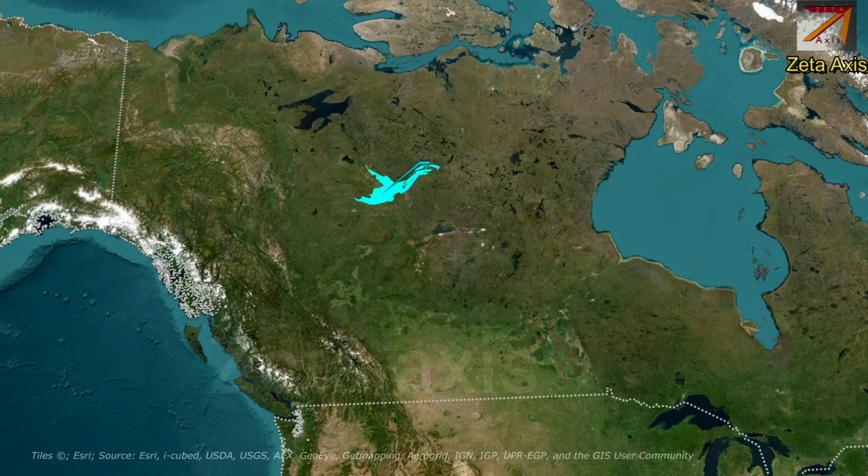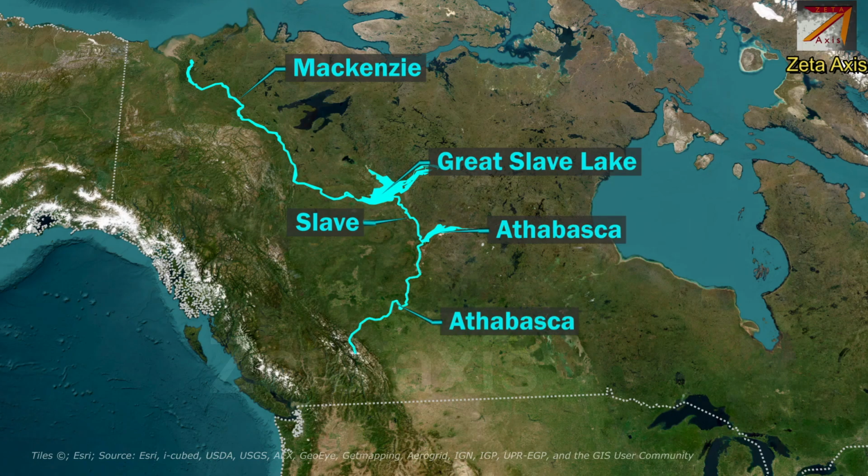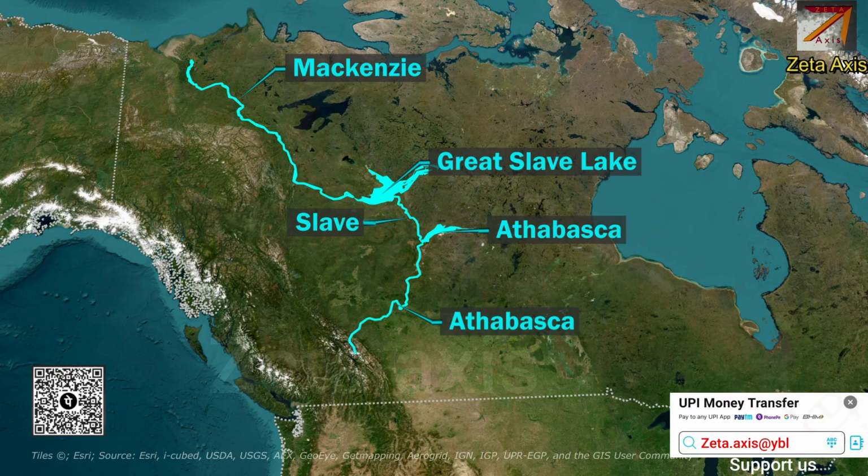Another lake is Great Slave Lake. The Slave River, which is formed by Peace River, drains into Slave Lake. The Mackenzie River originates from Great Slave Lake. Another important lake is Lake Athabasca. It is fed by Athabasca River and other rivers. Its water flows northward via the Slave River to the Mackenzie River system, eventually reaching the Arctic Ocean.